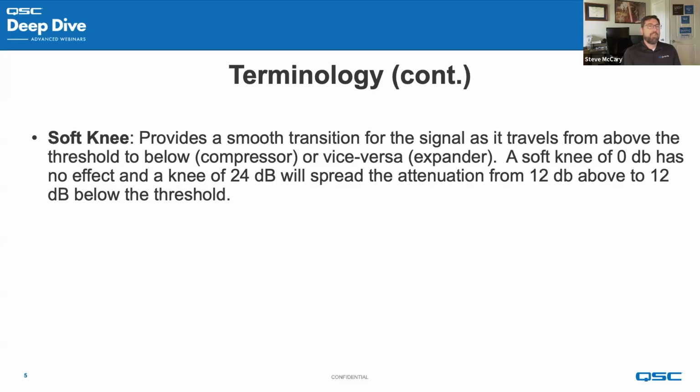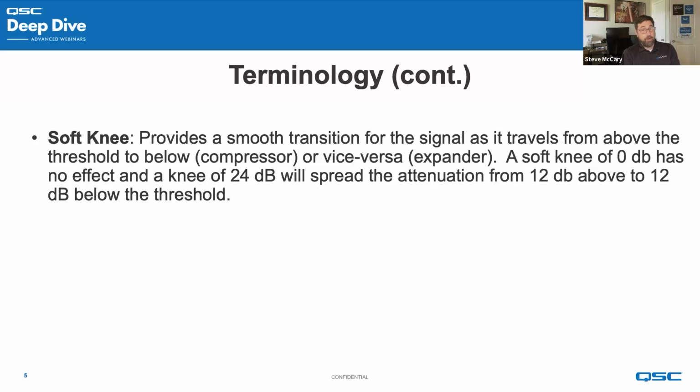The soft knee. This is when we talk about certain blocks as that signal transitions above and below the threshold. This is a way to spread that attenuation above and below the threshold. There are certain blocks where you will want to smooth out what it sounds like coming out of the block. So this is where the soft knee can come into play, just so that it's not so abrupt when the block hits.